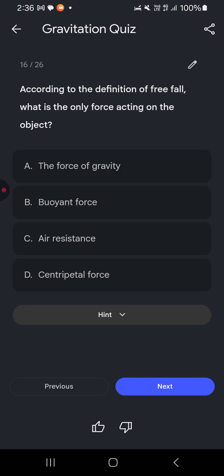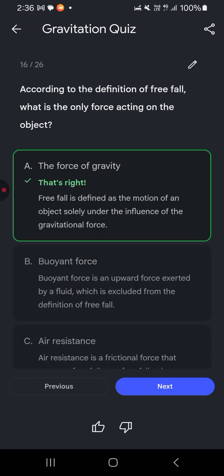According to the definition of free fall, what is the only force acting on the object? The option will be the force of gravity. Free fall is defined as the motion of an object solely or only under the influence of the gravitational force.